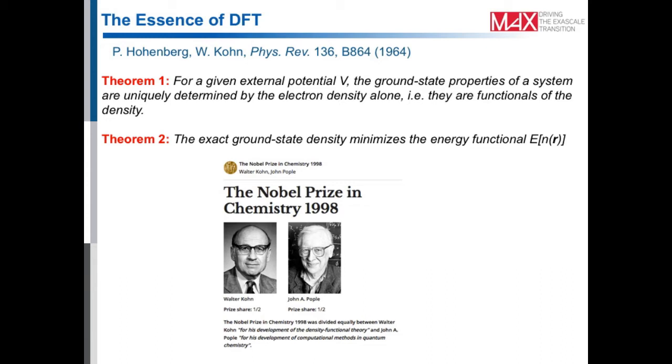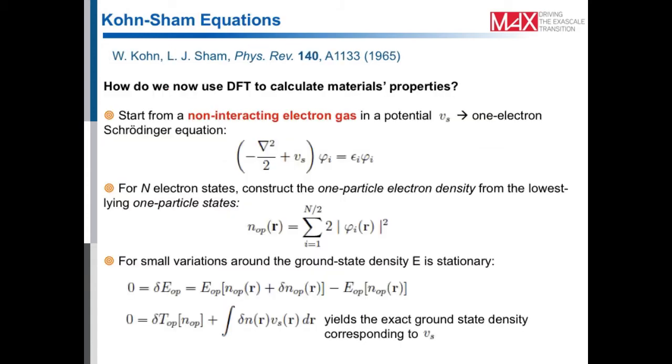And the second theorem says that the exact ground state density minimizes the energy functional E of n. Okay, so now we have the theorems, and now we want to know what it is that we actually need to solve. How do they help us solve our problem? How do we use DFT to calculate materials properties?